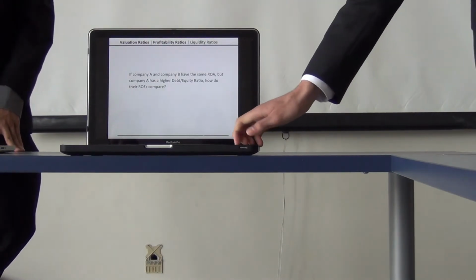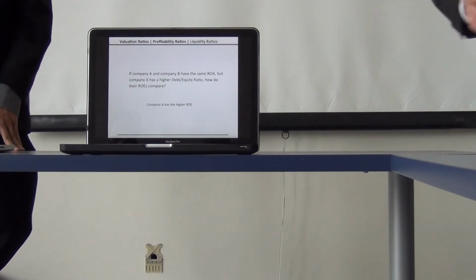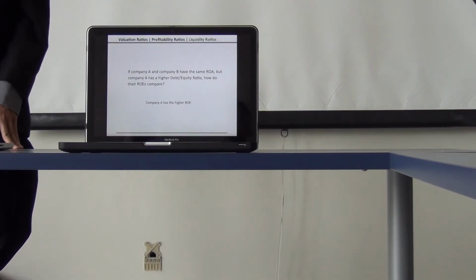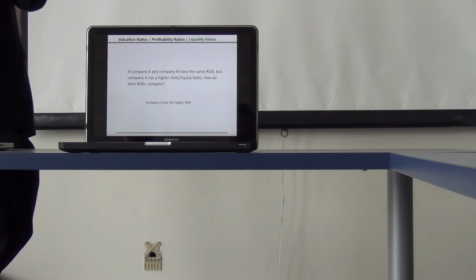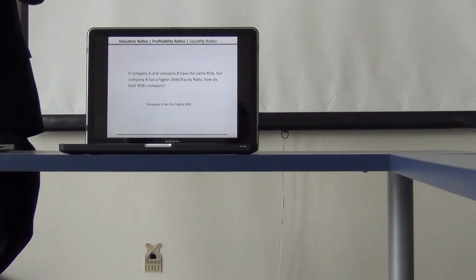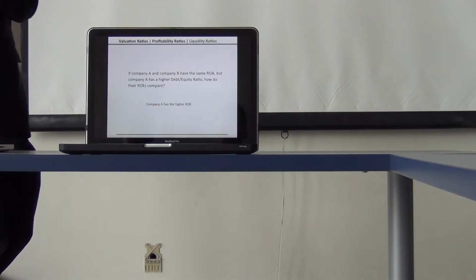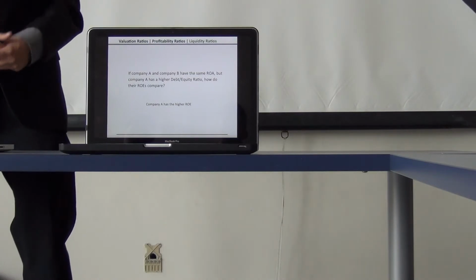Yes. Do you understand that? There you go. So basically, ROE will have a lower denominator than ROA. Both Company A and Company B have the same fixed amount of net income. When you divide the numerator by a lower denominator, the overall fraction goes up. So that's why Company A has a higher ROE.